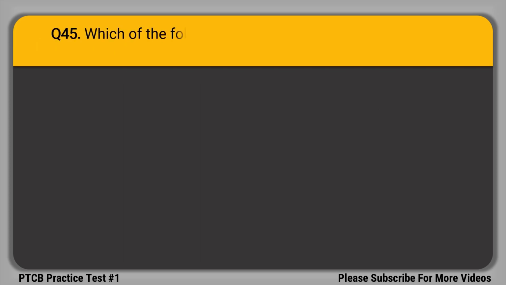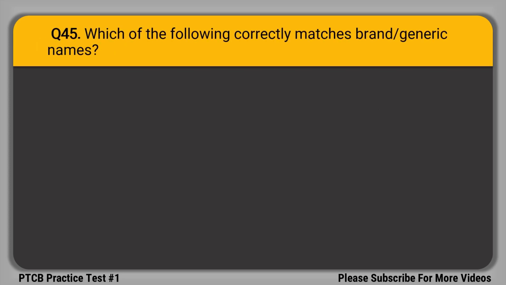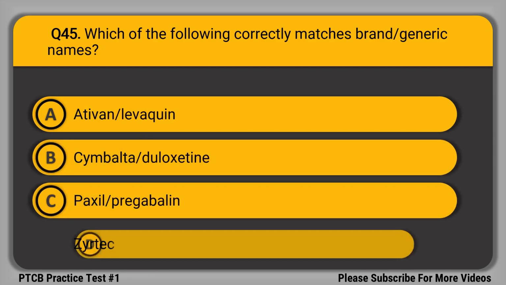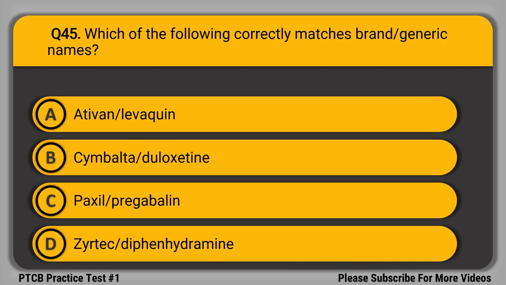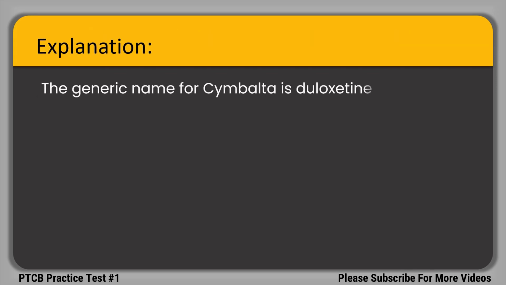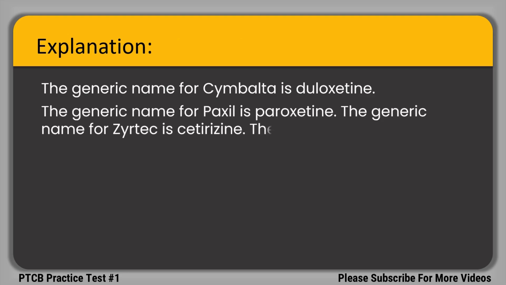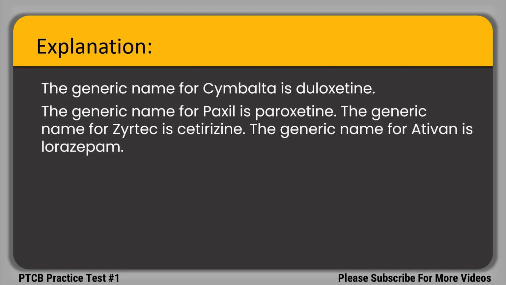Question 45. Which of the following correctly matches the brand to the generic name? A. Ativan, Levaquin. B. Cymbalta, duloxetine. C. Paxil, pregabalin. D. Zyrtec, diphenhydramine. B. Cymbalta, duloxetine. The generic name for Cymbalta is duloxetine. The generic name for Paxil is paroxetine. The generic name for Zyrtec is cetirizine. The generic name for Ativan is lorazepam.